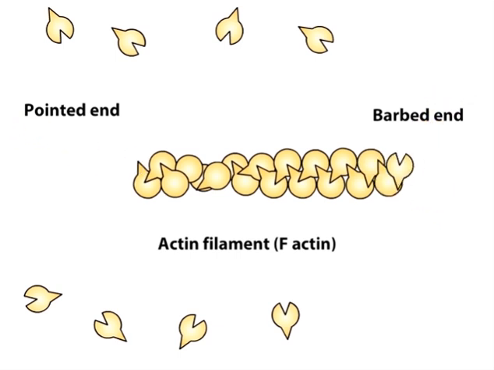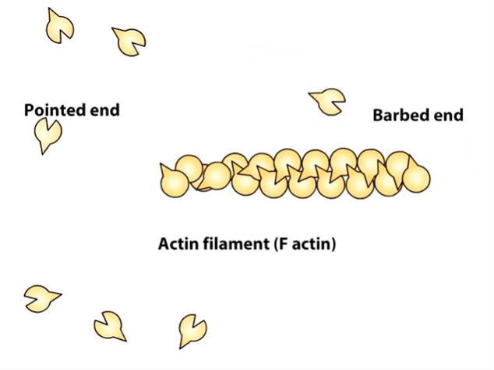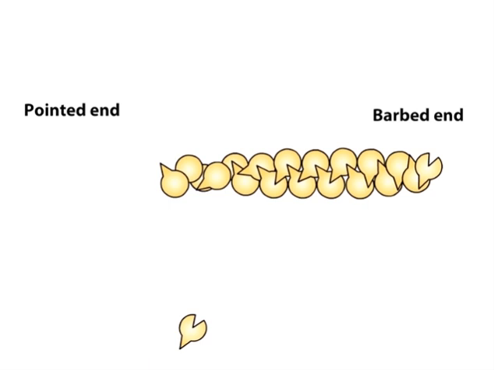At high concentrations of free subunits, the filament grows at each end, but growth is faster at the barbed end. When the concentration of free actin monomers falls below a certain level, the barbed end will continue to increase in length, but the pointed end will decrease in length, resulting in a phenomenon called treadmilling.